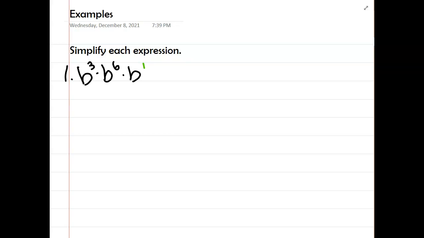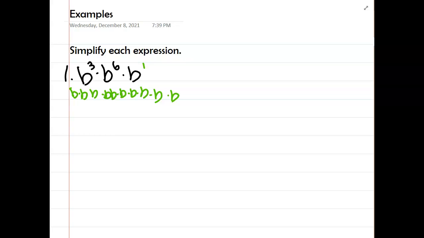Kind of like, I don't see a number in front of the b. It's a 1, we just don't normally write it. If you don't see an exponent, there is a 1 there. Because think about it. This is b cubed, b times b times b. This is b to the 6, b times b times b times b times b. 1, 2, 3, 4, 5, 1 more. And then I've got another b, right?